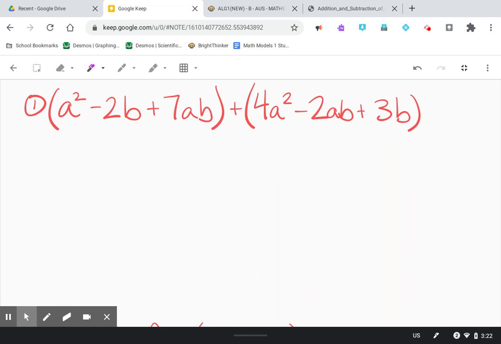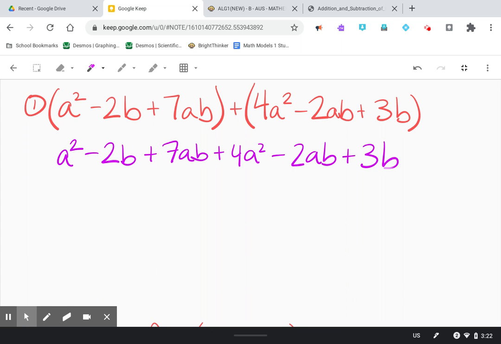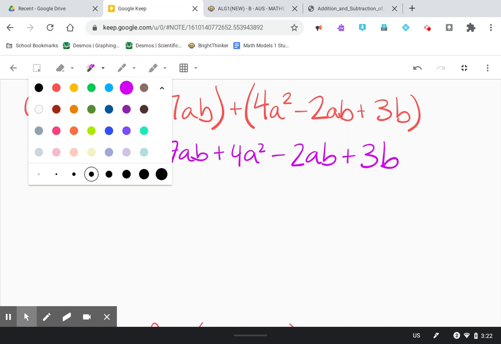So in my first example, I have a squared minus 2b plus 7ab plus 4a squared minus 2ab plus 3b. Now, when I'm adding polynomials, I really don't need the parentheses. I can simply drop these parentheses and keep all of these plus or minus signs the same. Then what I'm left with is a collecting or combining like terms problem. You should be pretty familiar with this.